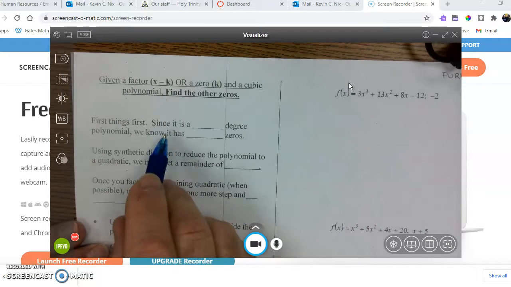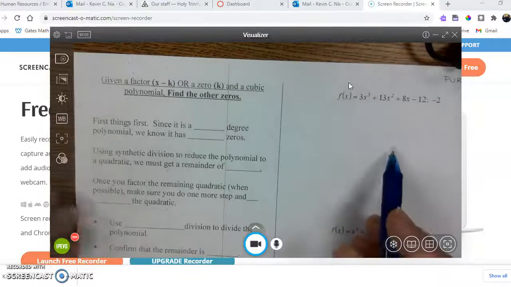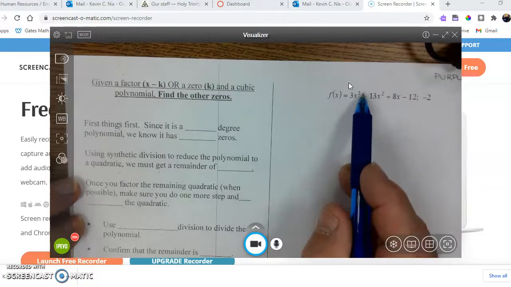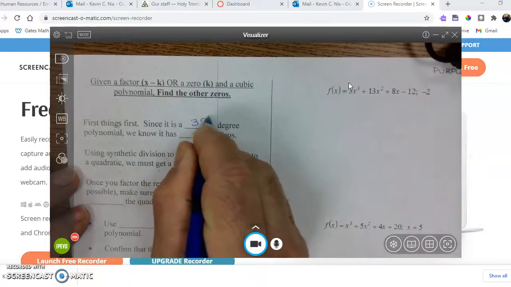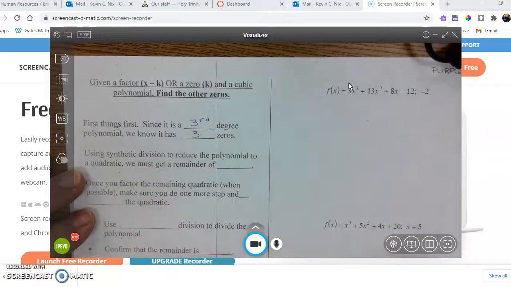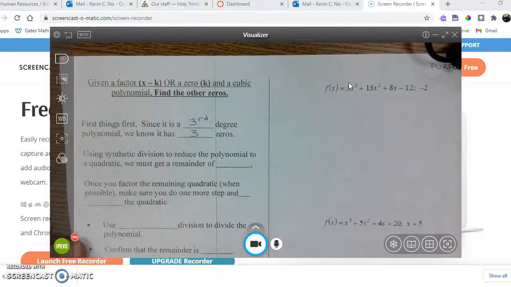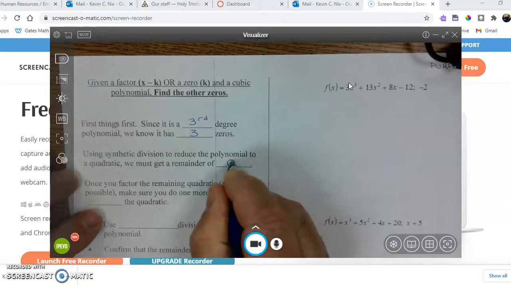So, first things first, let's look at this first problem. We know this is a degree of 3. So, since it is a third degree polynomial, because of this exponent right here, we know that it has 3 zeros, or 3 solutions. Now, what we are going to do is we're going to use synthetic division to reduce the polynomial down to a second degree. One thing very important, we must get a remainder of 0.